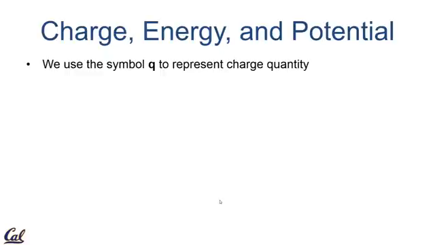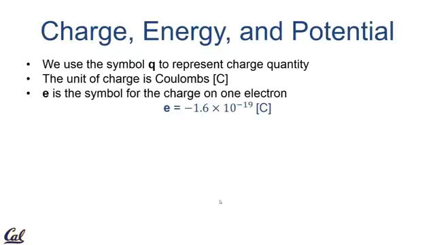So first off, charge is measured in coulombs. That's the unit. But coulombs are a ridiculously large unit. So do you know off the top of your head how many coulombs a single electron has? Actually, I do, and we'll put it up on the screen, but it's 1.6 times 10 to the minus 19 coulombs. That's a really tiny amount of charge for one electron.